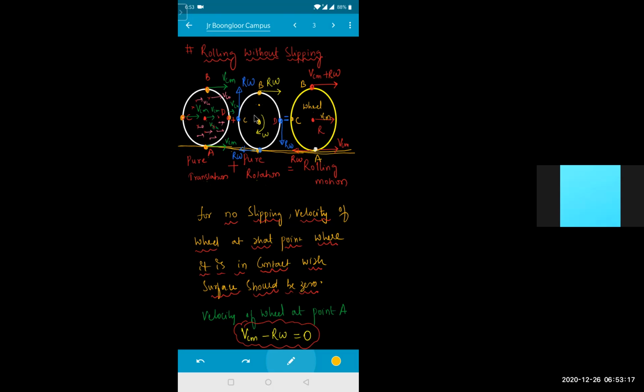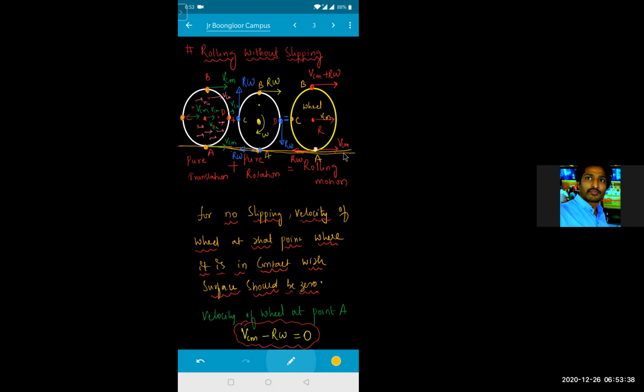If you add both of these, now see, at point A and this point A, both of them are point A only. This is also your point A. You add it here right now. So at this point, pure translatory plus pure rotation is equal to pure rolling. So this will become for me how much? VCM minus R omega.